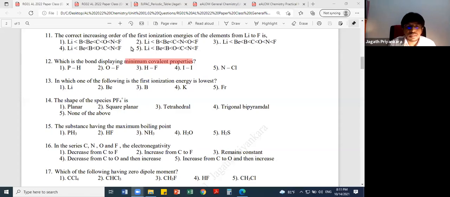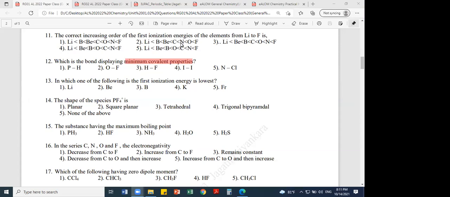Okay, Chaniti and Ransiluni gave the answer. What about the others? 12th MCQ. I'm getting different answers. Some of you gave the fourth answer, some the third answer, some the fifth answer. So actually you have to compare the electronegativity difference. Which one has the highest electronegativity difference?